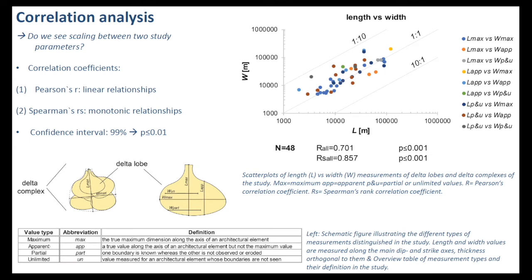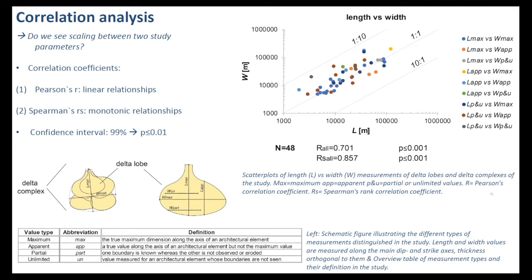Sometimes it's not really clear where the flow direction is of the sediment routing. So in that case, we might have apparent values, because this is a true value, but we don't really know if it's really along the axis and represents the maximum value. And quite often when we go to the field, we have partial values. So in a good case, we know one boundary, but maybe not the other. But very often the values are unlimited. So we know the minimum extent, but not the true value.